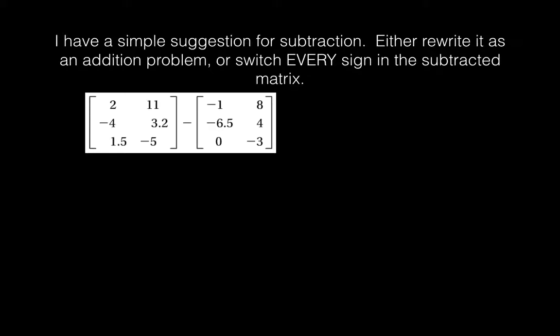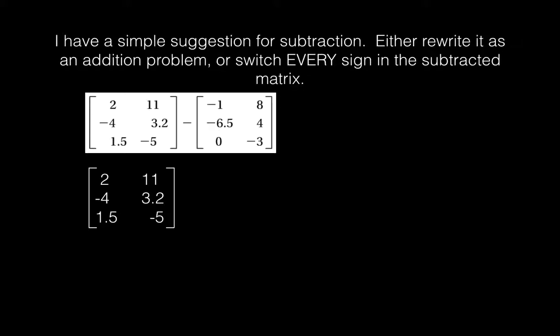So if you're looking at this problem here, the main mistake you're going to make is that people are going to think, what is 2 minus -1? What is 11 minus 8? What is -4 minus -6.5? And if you're good with numbers, you can get that right. But I'm going to tell you that even when I was in school, I had issues with that, which is why what I did was I rewrote it in a way that made it look better.